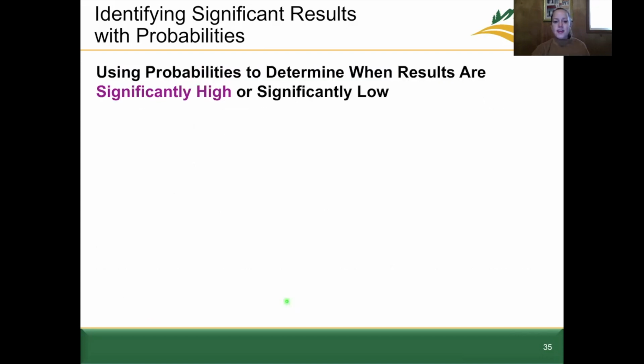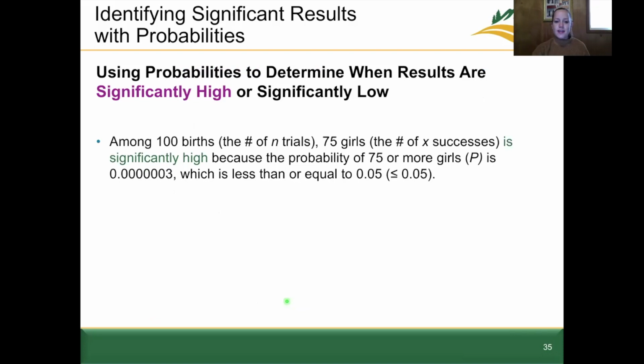I showed you this slide too, but I want to talk through it again now that we've gone through the beginning of 5.1. So for example, if 100 births, where N is the number of trials, where N is equal to 100, so N is the number of events or the number of trials, then we get 75 girls that are born. In this case, 75 is our X number of successes.